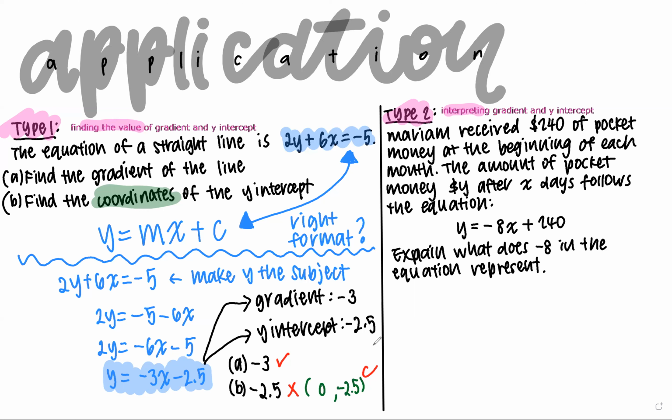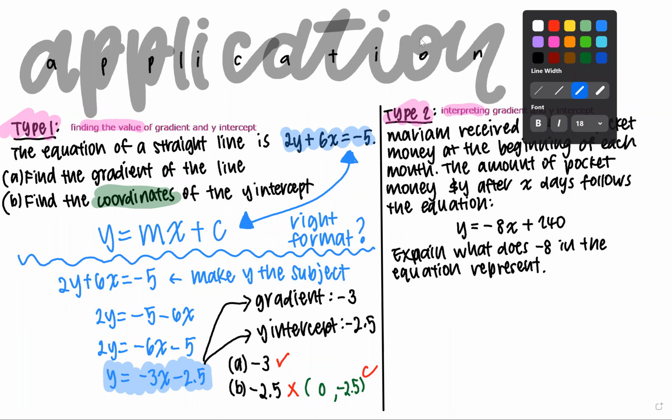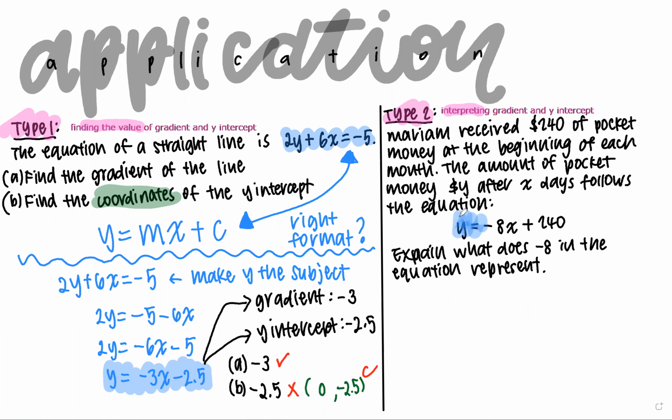All right, so next one, the last question for today is type 2. So look at type 2 right now. Once you're done copying, take a photo and send it to me on WhatsApp. Then I know that we can continue to type 2. Can you see the equation that they give you? y equals negative 8x plus 240.